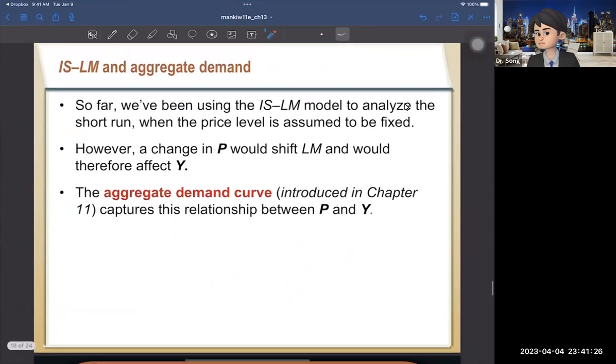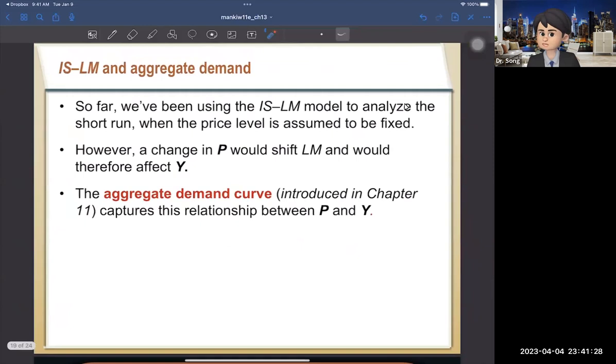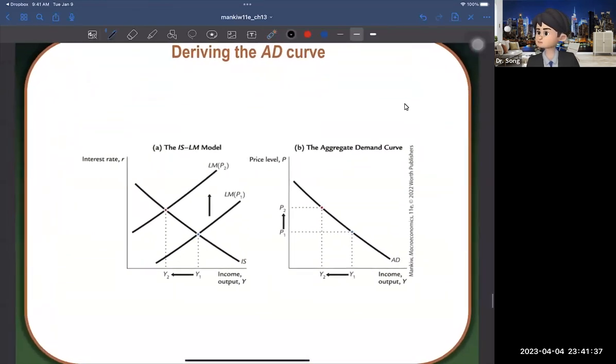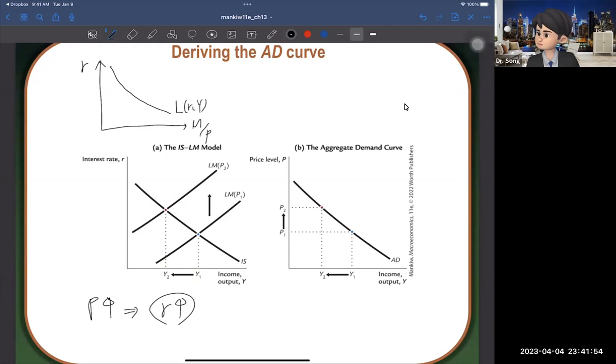Okay, now the next thing is, like I told you in the beginning, we want to derive this downward sloping aggregate demand curve by using the IS-LM model. So take a look. Now, what if the price increases? Then what happened to the interest rate? Interest rate goes up. Why? Well, you need to cover this money market graph again. So we have a downward sloping money demand, and we have a vertical money supply.